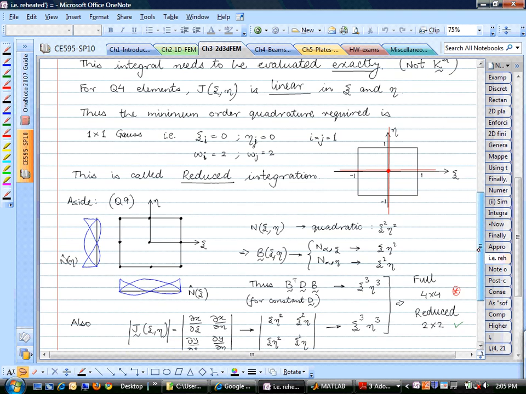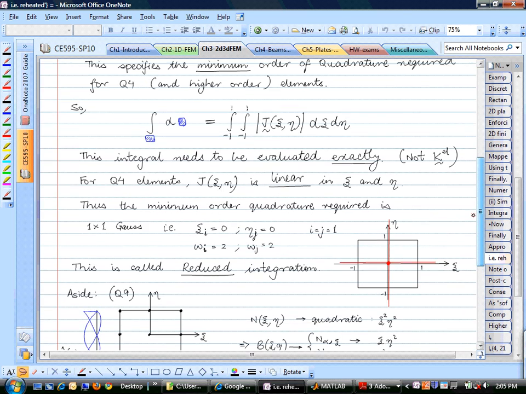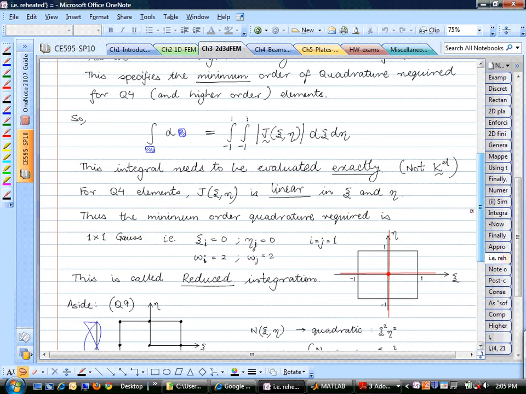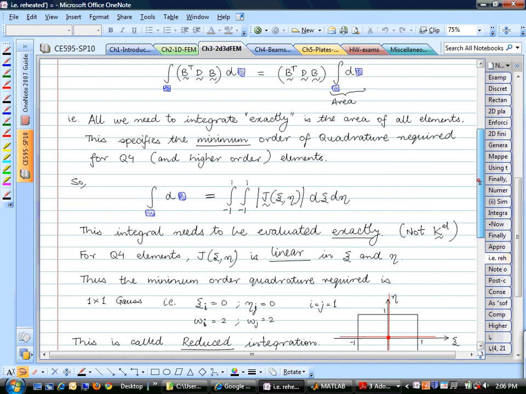Where is that? So the determinant of that Jacobian, I think I mentioned that somewhere in the notes.